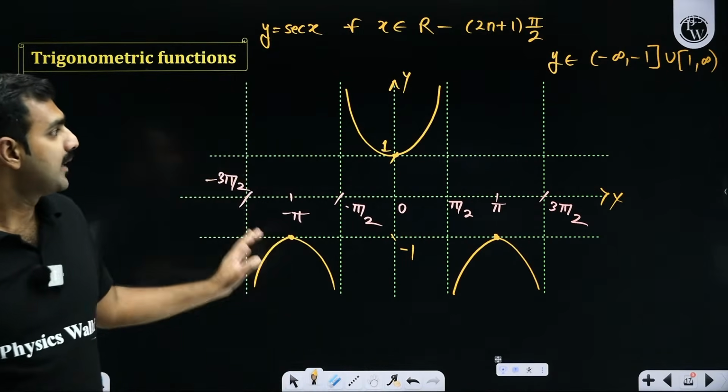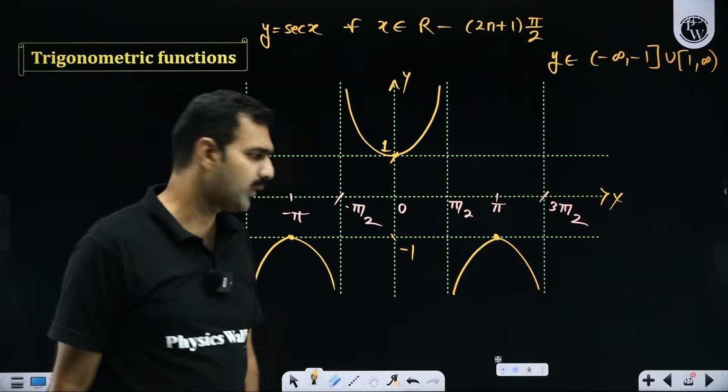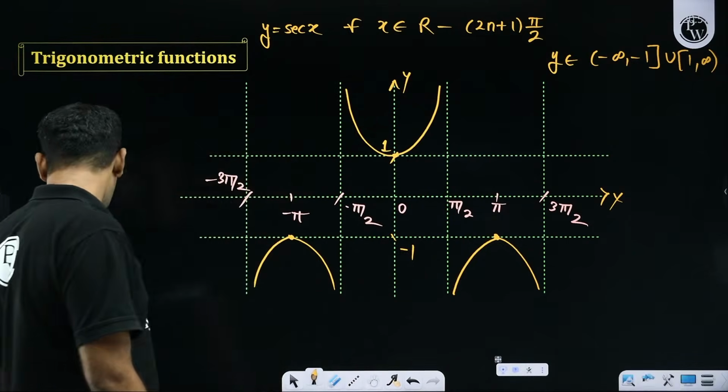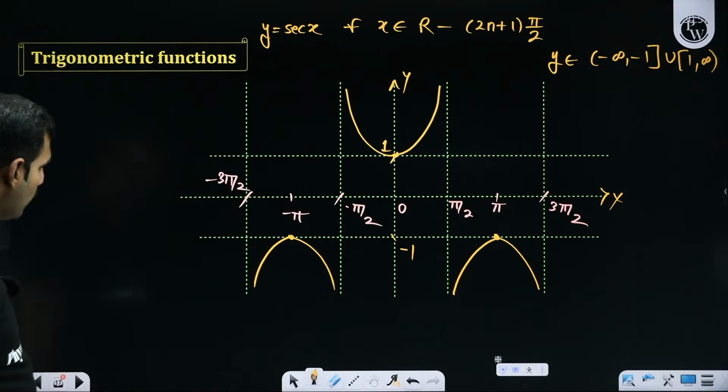I hope it makes complete sense, whatever we have understood so far. Any queries? Now with this, we'll move towards the next part, which is domain and range of trigonometric functions, which we have already covered. And then we'll move towards some identities.